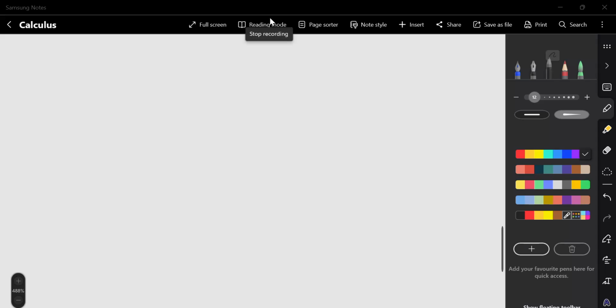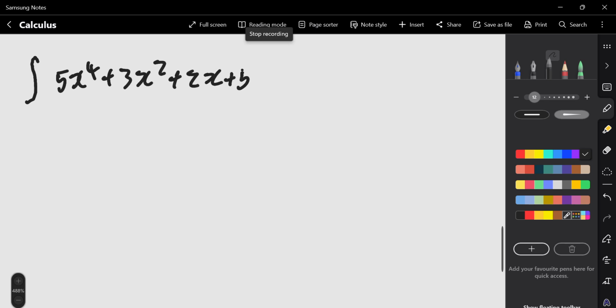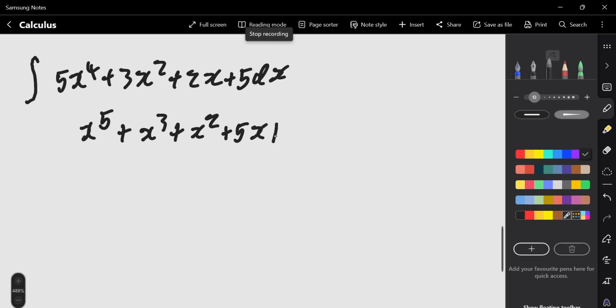Welcome to video 3. By now we've learned the power rule. In our last video, we looked at integrating functions like 5x to the fourth plus 3x squared plus 2x plus 5, for example. And the answer to this is going to be x to the 5 plus x cubed plus x squared plus 5x plus our constant of integration c.